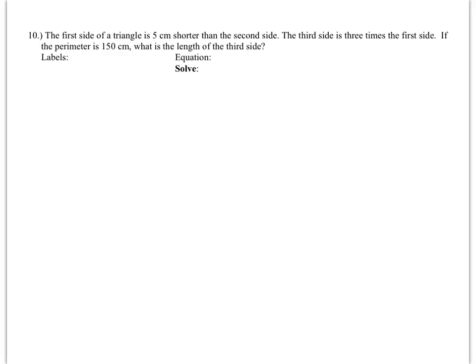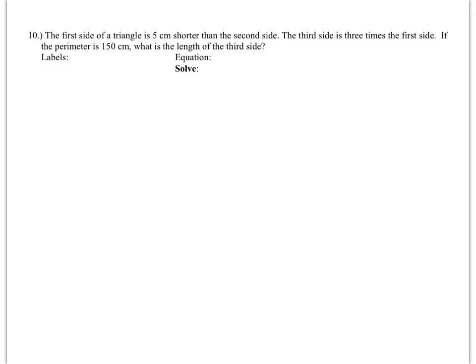All right, and last but not least, again, if you want to stop the video and try this one on your own, feel free. I'm going to go ahead and do it real fast. So it says that the first side of a triangle is 5 centimeters shorter than the second side. So we're talking about a triangle now. Good to know. The third side is 3 times the first side. If the perimeter is 150 centimeters, what is the length of the third side?